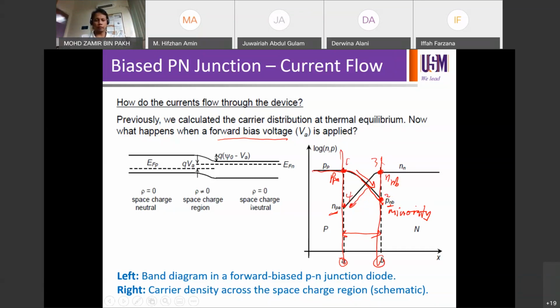So when we apply the forward bias, we have discussed before that the effective barrier height will be reduced, and it's going to be given by q times (VBI minus VA), right? So the higher the applied bias in the forward region, the lower the barrier height will be, and we're going to have more and more carriers crossing the junction to the opposite side.